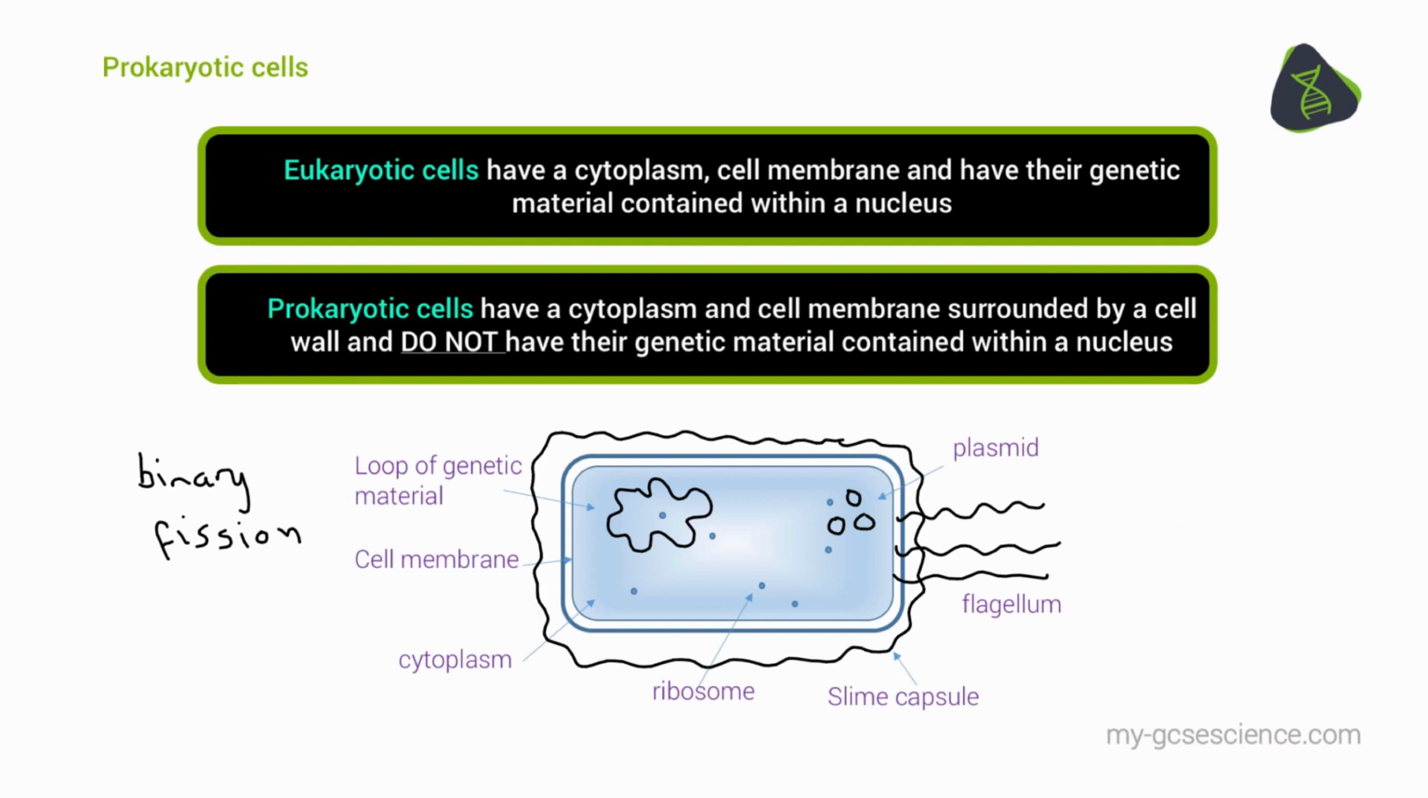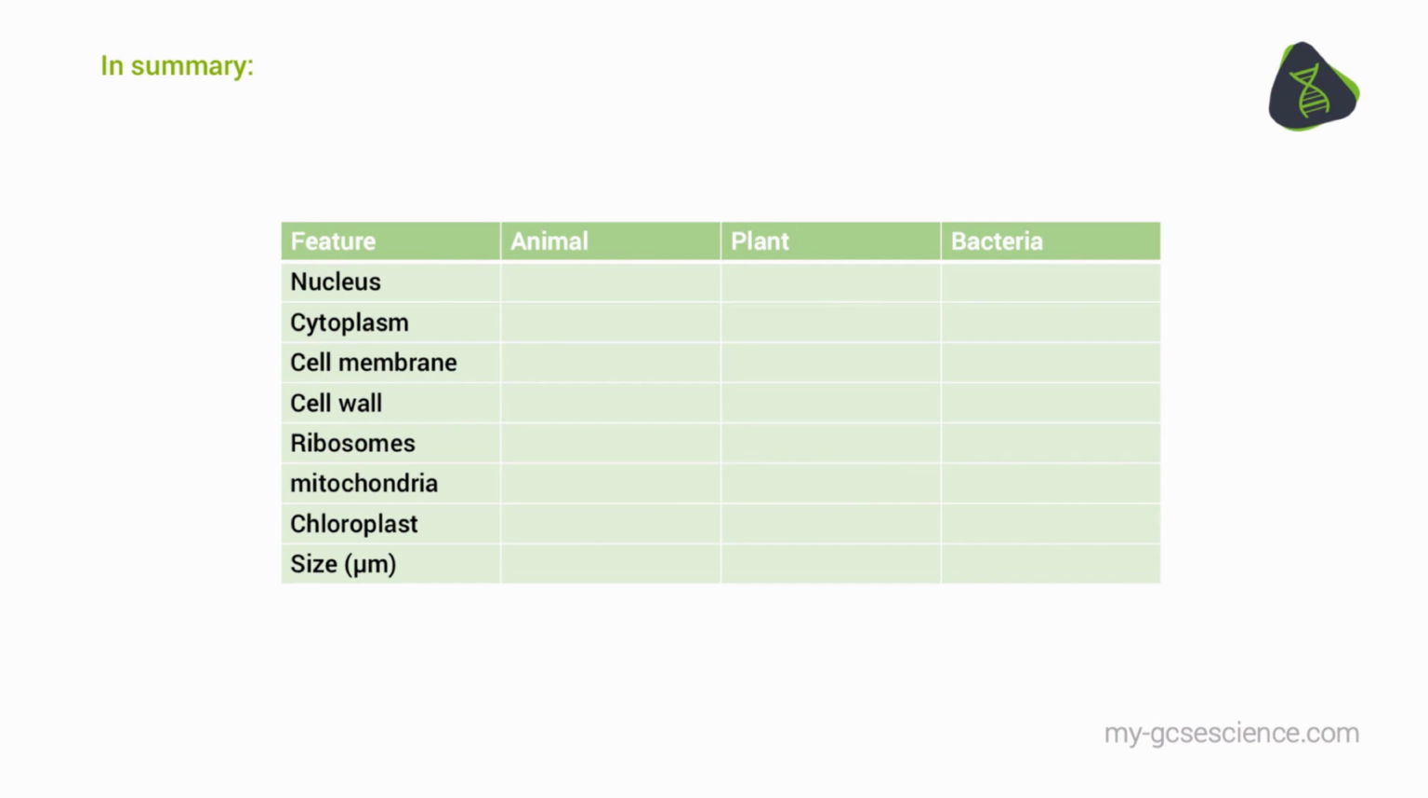So, a good way of summarising the differences between bacteria, animal cells and plant cells is through a table comparing which features are present or not present in each of the categories. So you could pause the video at this point and test yourself by completing the table, or if you're still with me, we'll go through it together now. So animal and plant cells are eukaryotes, meaning that they have a true nucleus. Bacteria are prokaryotes, the nucleus is absent.